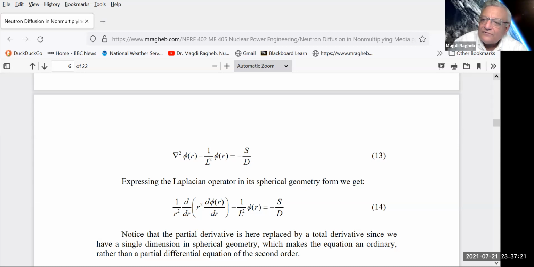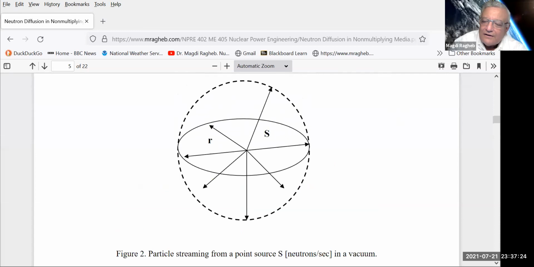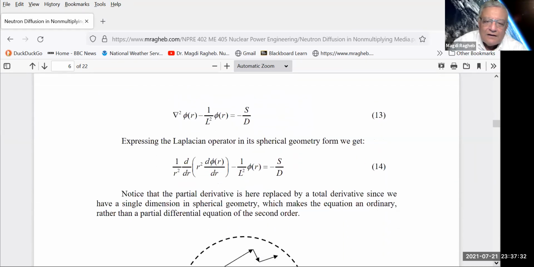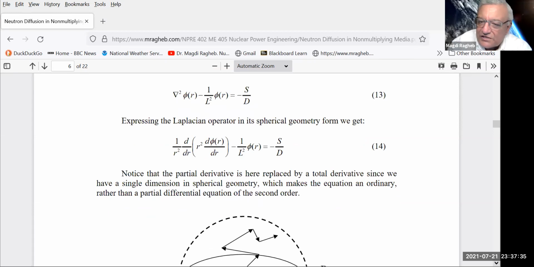Now, for comparison with the point source in an infinite medium, we are going to also adopt spherical geometry, and we are going to solve the differential equation. The first step in solving a differential equation is to choose the form of the Laplacian. It takes different forms, as we said in the last lecture, whether you have Cartesian coordinates, cylindrical coordinates, or spherical coordinates. So our del square takes the form of the spherical coordinates Laplacian, which is 1 over r squared, d by dr, r squared d phi by dr. It is not a partial derivative because it depends only on one variable, the distance r. And let us temporarily ignore that minus S over D.